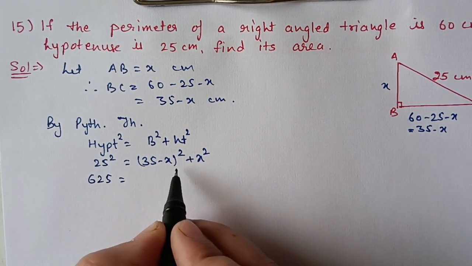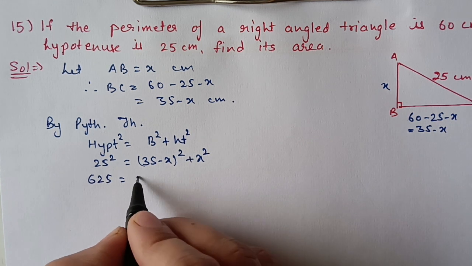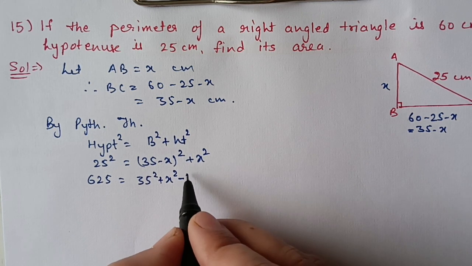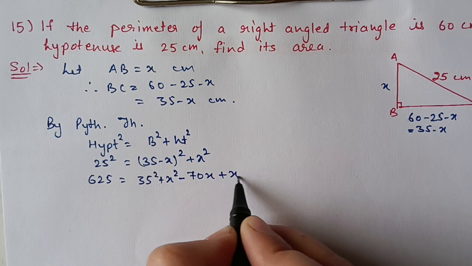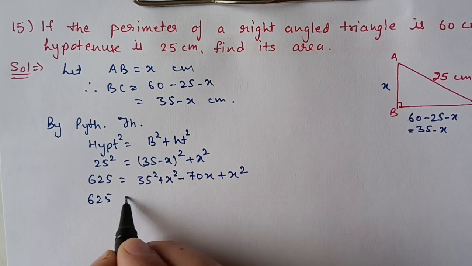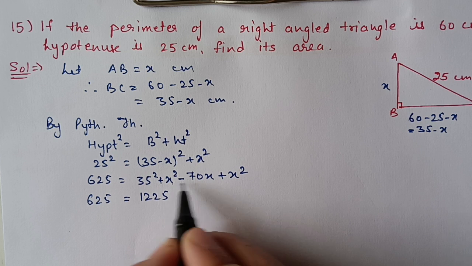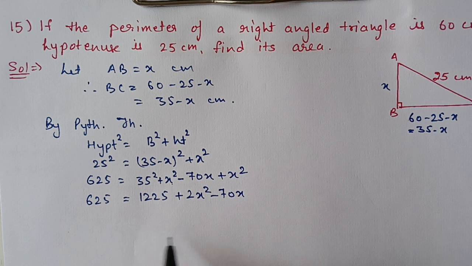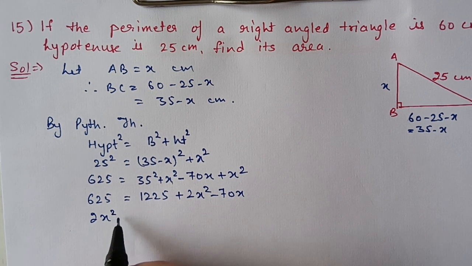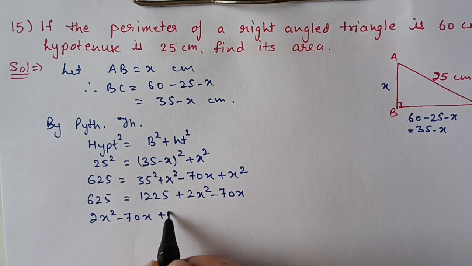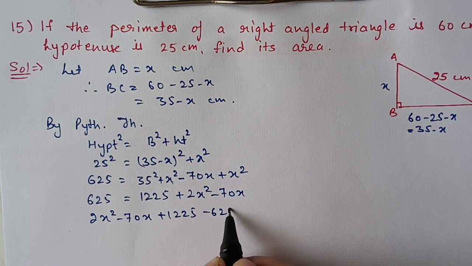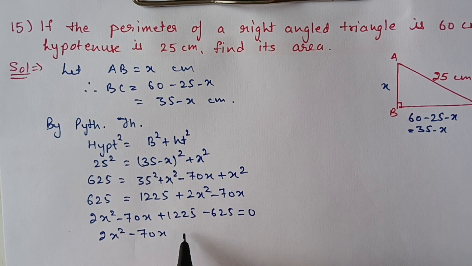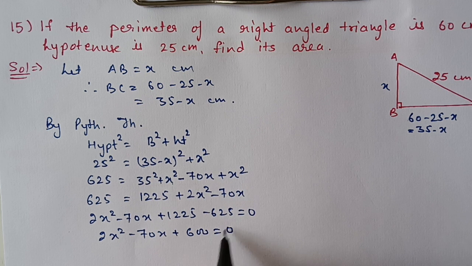625. Remove this bracket with the help of a minus b whole square. 35 square plus x square minus 2ab means 70x plus x square. 35 square will be 1225. x square plus x square will become 2x square minus 70x. Now shift everything to one side. So we are getting 2x square minus 70x plus 600 equal to 0.